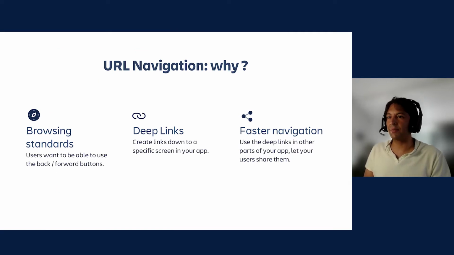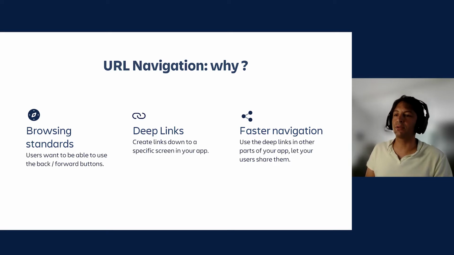If we have a Connect app that has a single-page web app with multiple screens, for instance, in an admin page, URL navigation will allow our users to use the back and forward buttons of their navigator to browse through our screens. It will also allow us to create deep links, that is, direct links to specific screens within our single-page web app. We can then use these links to improve navigation between different parts of our app, or simply let our users bookmark or share the links.